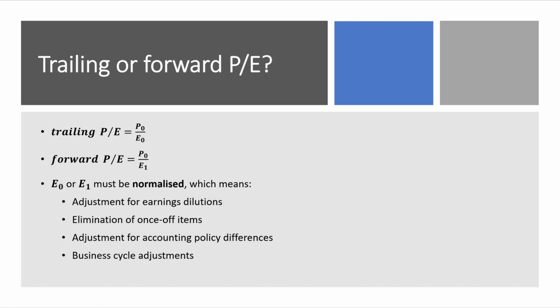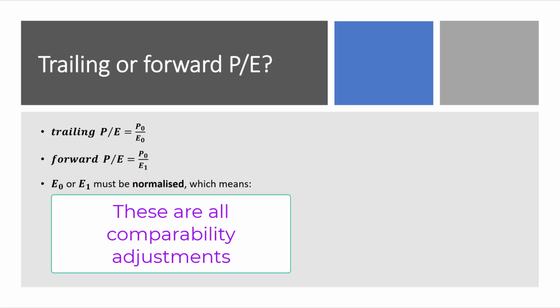Whether you use trailing or forward earnings, you need to normalize those earnings. That is a process which is dealt with in detail in your reading, but in summary, you need to ensure comparability.